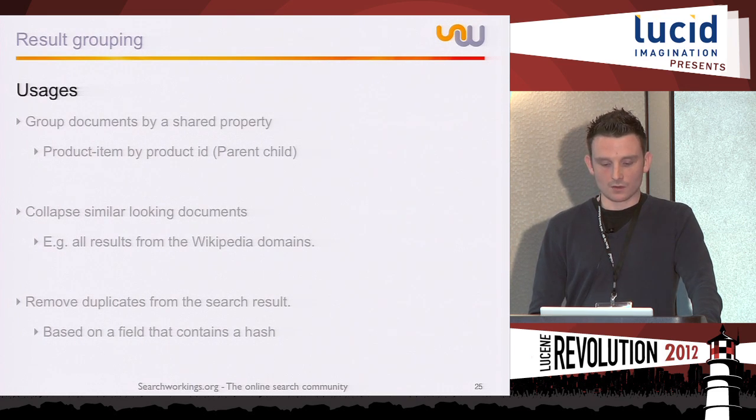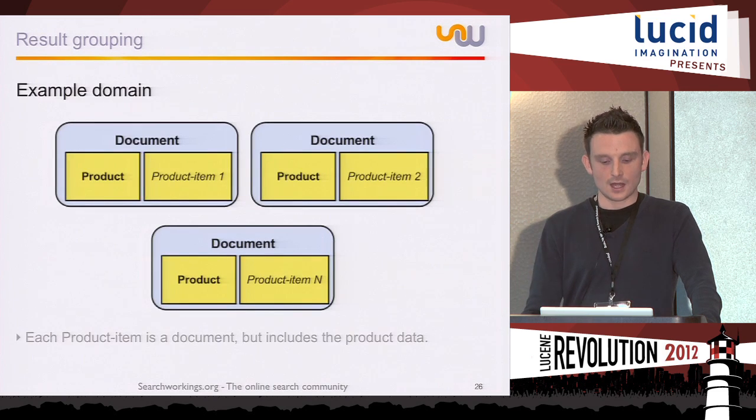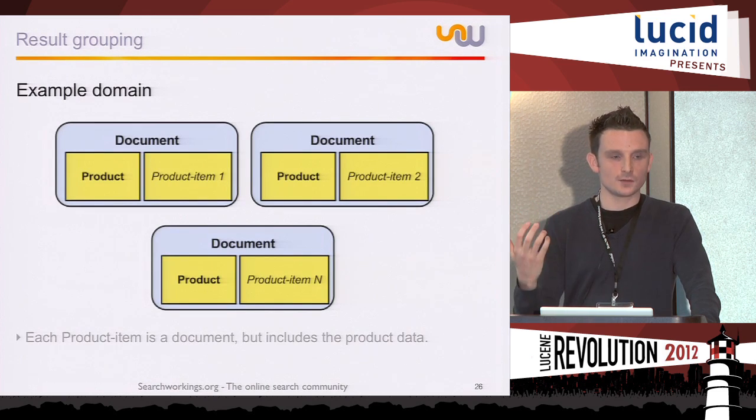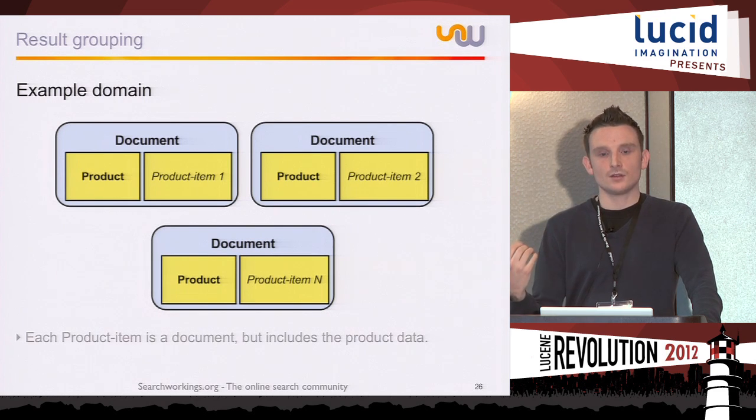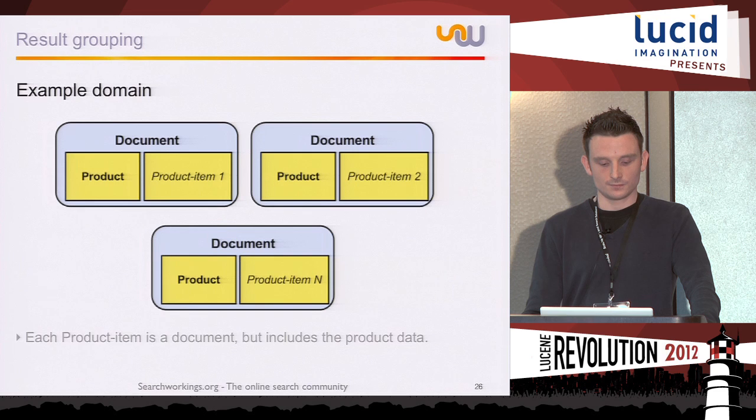So if we take it back to our example domain, it will look like this. Each product item will have its own document, but the product data needs to be associated with it. So it's, in fact, duplicated.